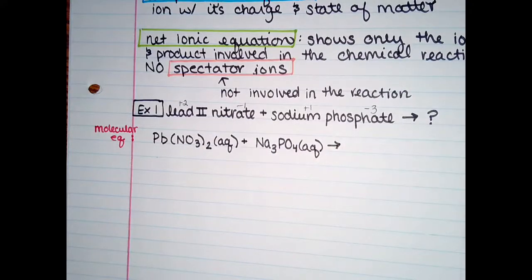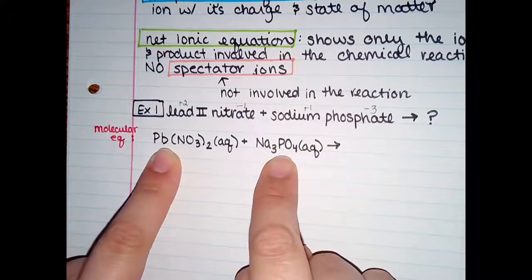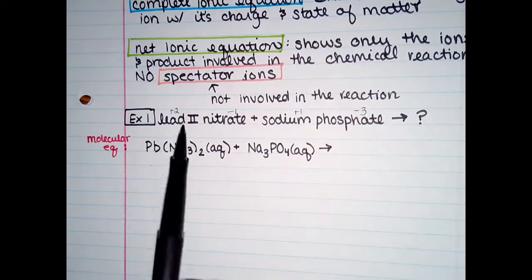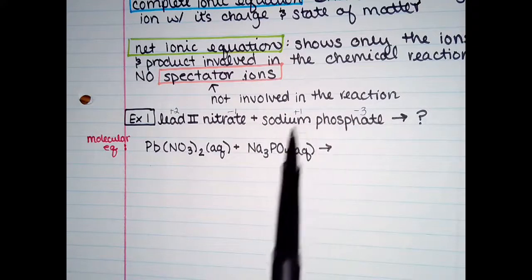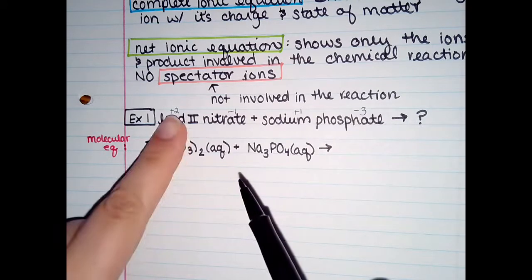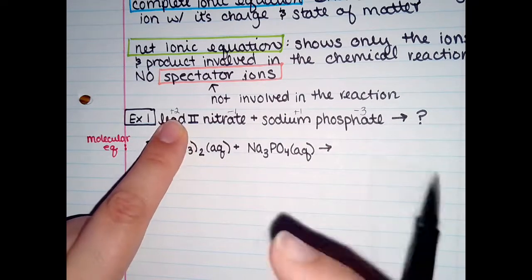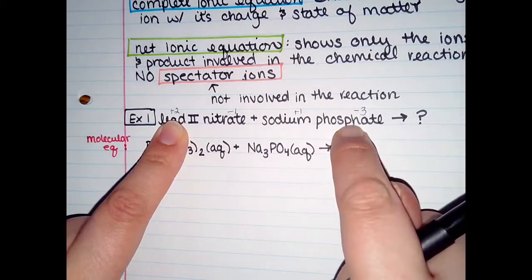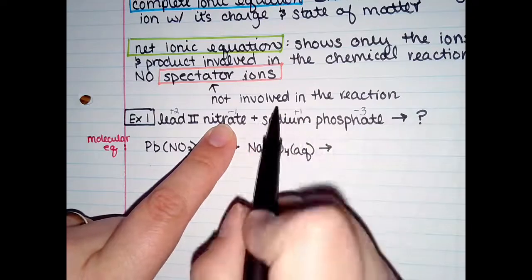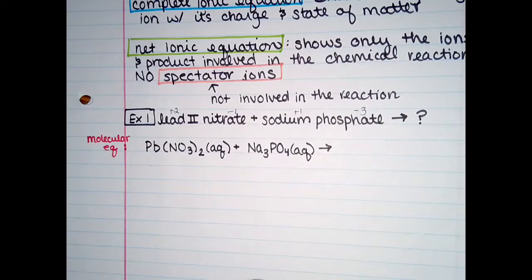All right, now we have to think. Looking at our reactants, who's going to hook up with who? Okay, so these are dating, and we've got some things that are going to be unfaithful. So the positive always gets with a negative. So lead 2 can get with phosphate, and sodium can get with nitrate. Remember when you write it, you would write it sodium nitrate, not nitrate sodium. The positive always goes first.